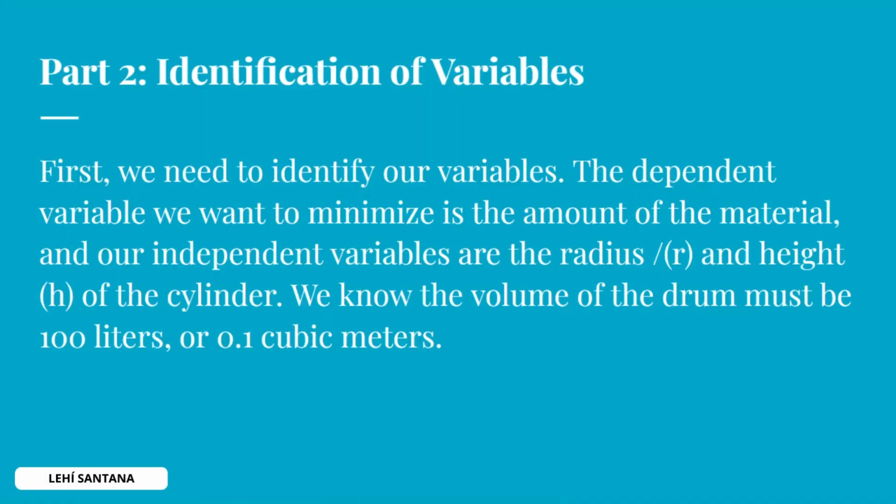First, we need to identify our variables. The dependent variable we want to minimize is the amount of the material, and our independent variables are the radius and the height of the cylinder. We know the volume of the drum must be 100 liters, or 0.1 cubic meters.